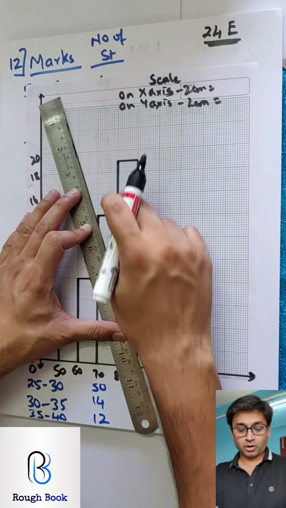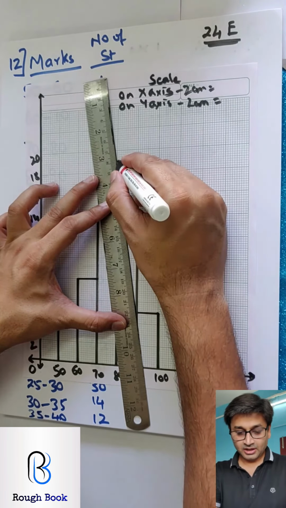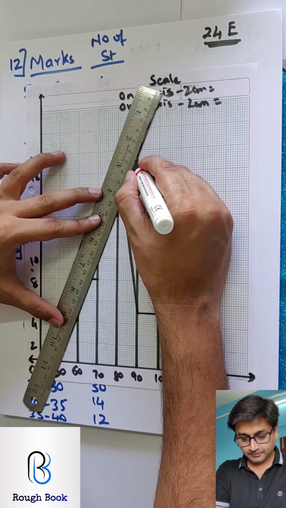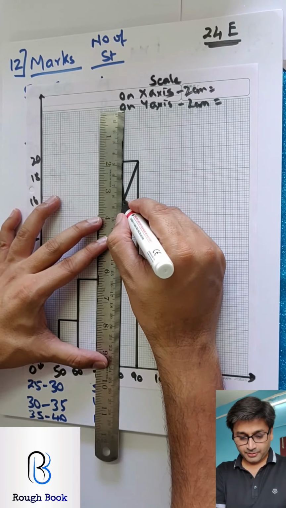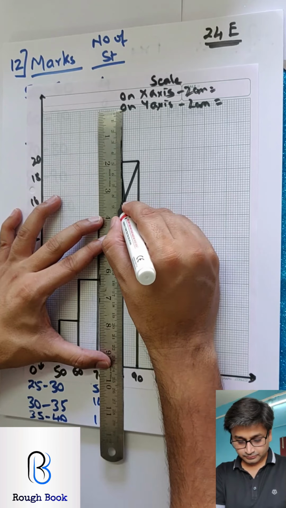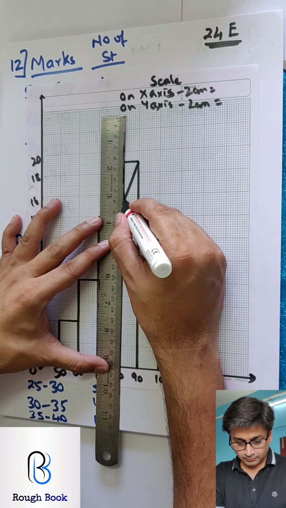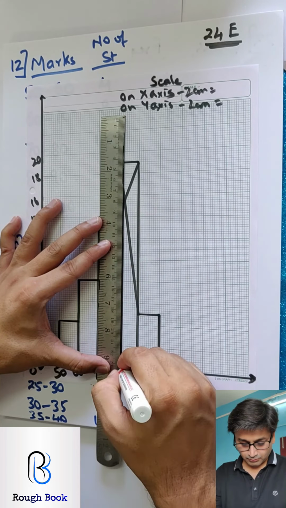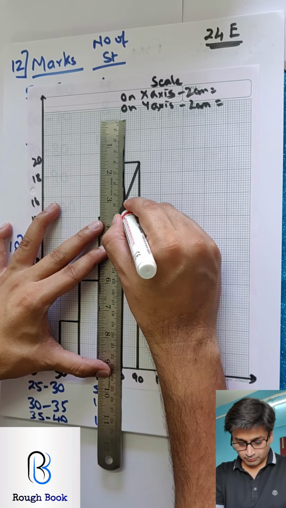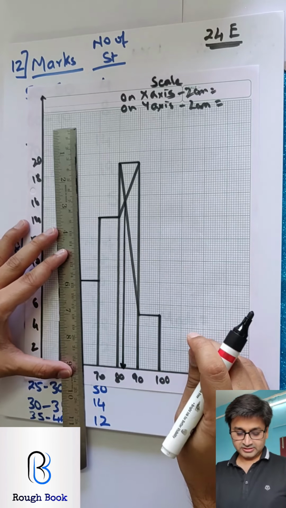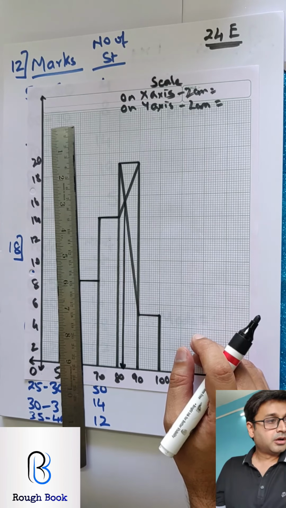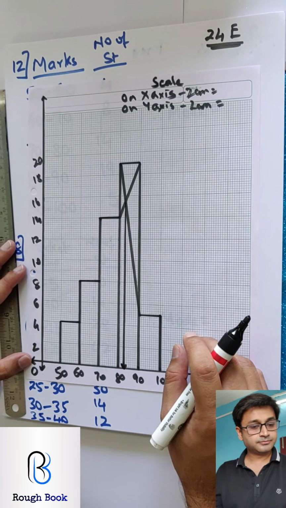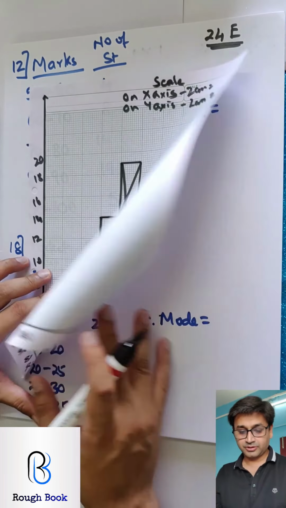Let's calculate mode. The tallest one. So lower with lower and upper with upper, and dropping a perpendicular. So I get something around 82 maybe. What answer did you guys get? Maybe 82 only. This is sum number 12. Yeah, 82 should be the correct one.